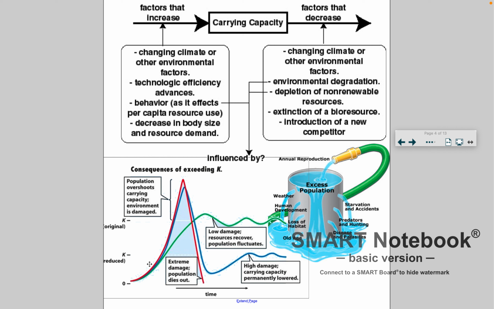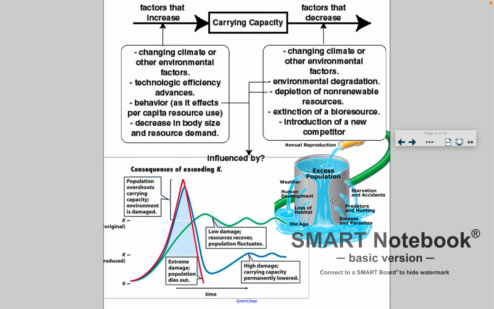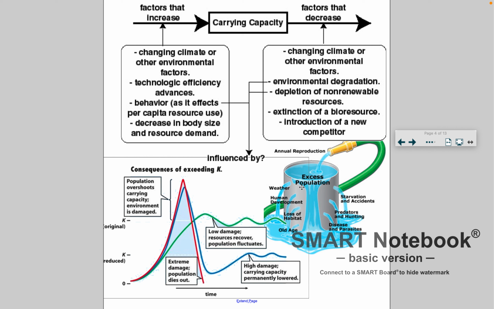This is a diagram showing how populations peak past the carrying capacity, and then there's a sharp decline. If it's an extreme decline, the population could die out, or given enough time, it will come back and teeter, or if it's damaged, maybe the carrying capacity is now going to be permanently lowered. You can think of it as putting water into a bucket as annual reproduction, but there are factors that will decrease that population, like old age, loss of habitat, human development, weather, starvation, accidents, predators, hunting, disease, and parasites.